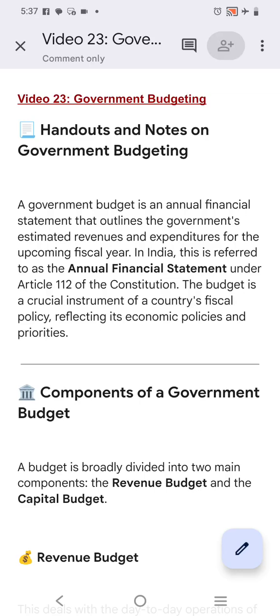Yesterday we did digital payments. Today we are going to do government budgeting. Now here are the handouts and notes.